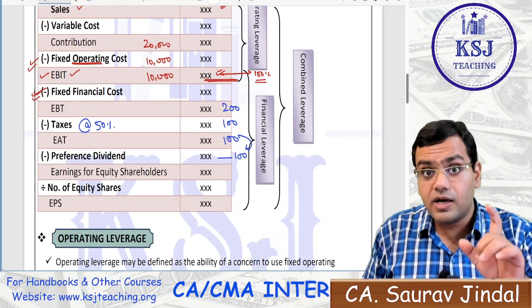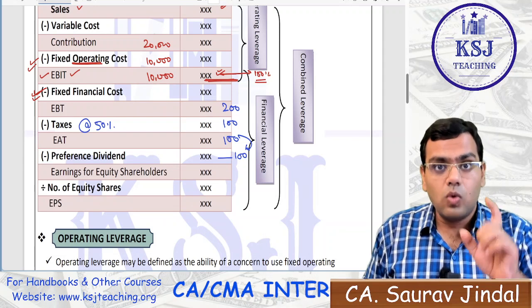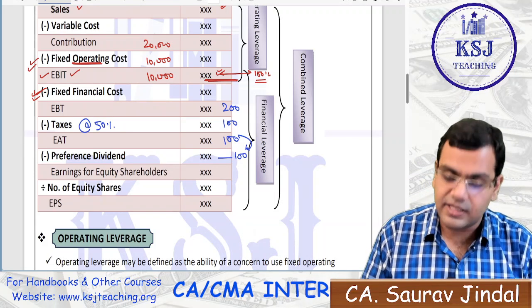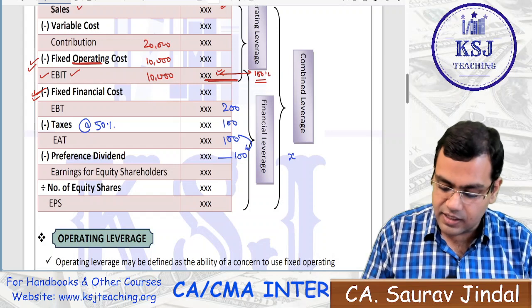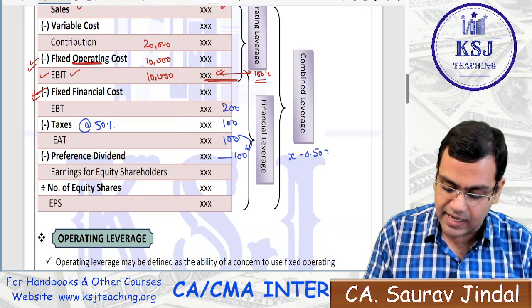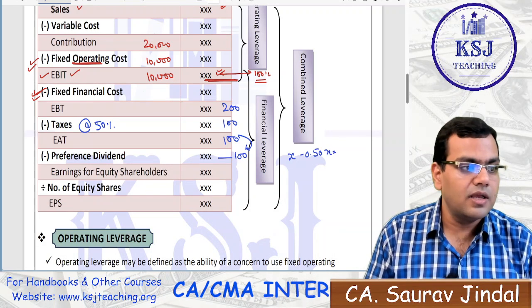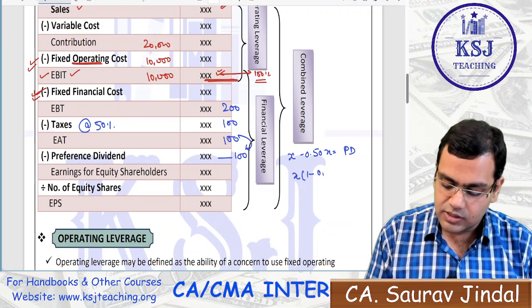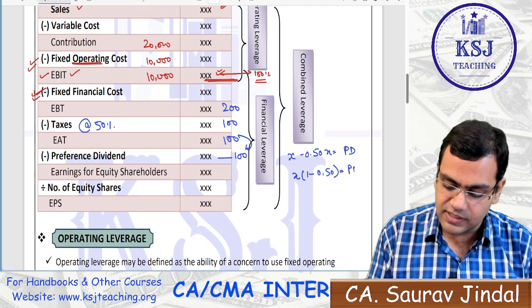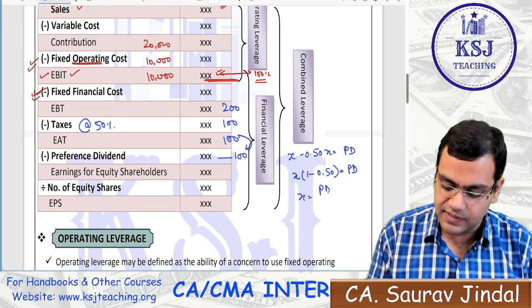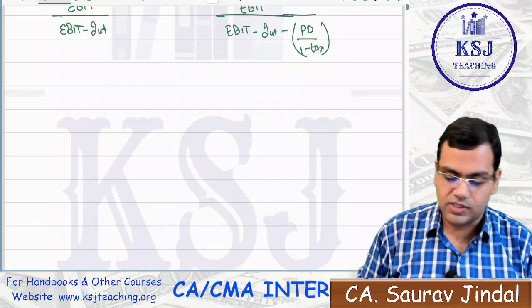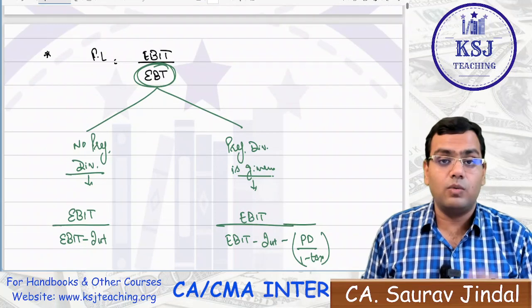So what should be your earnings before tax to pay off the preference dividend? Let the earnings be X. On that earnings, you will be paying 50% tax. What remains should be equal to your preference dividend. So here we say X times (1 minus 0.5) is equal to preference dividend. So what is the value of X? Preference dividend divided by 1 minus tax rate. So this is what we are taking here. So you have to be very careful what is given in the question.